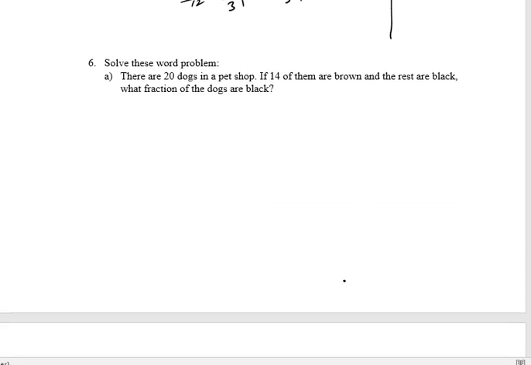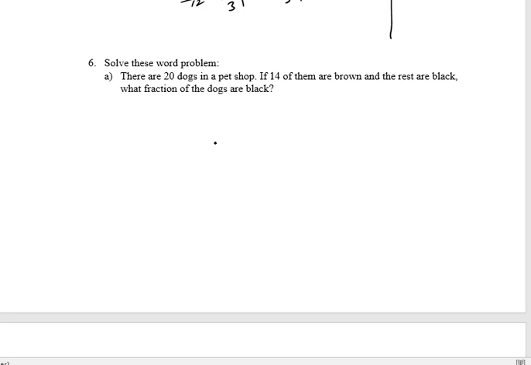Now these are word problems. The first word problem: solve these word problems. There are 20 dogs in a pet shop. So how many dogs are there? 20. If 14 of them are brown and the rest are black, what fraction of dogs are black? So how many total? And then we have to put the total number of black upon the total strength of the dogs. Let me show you.